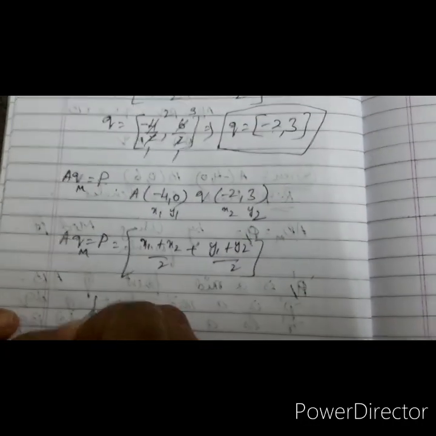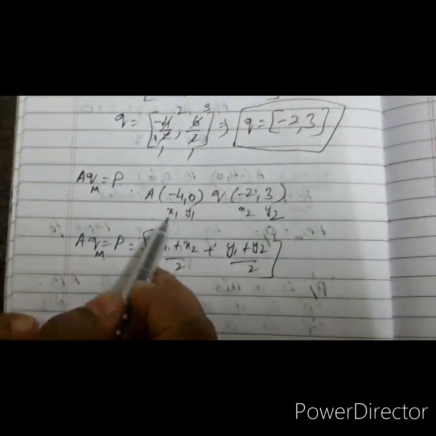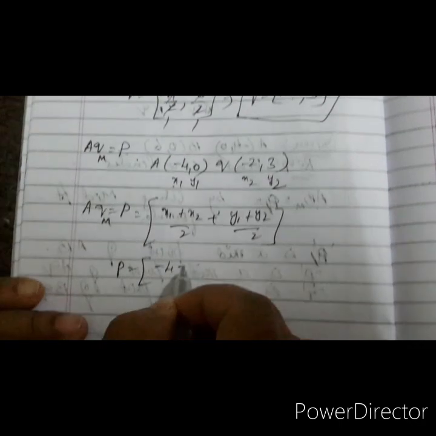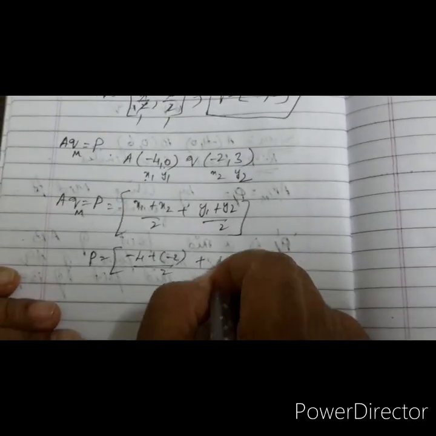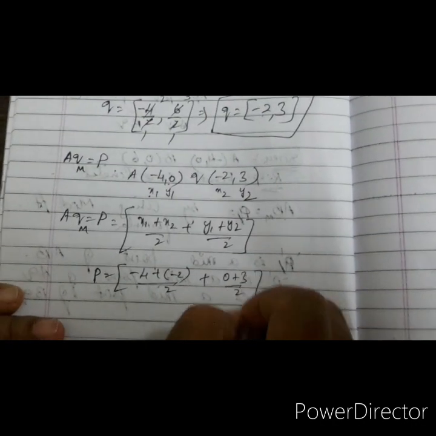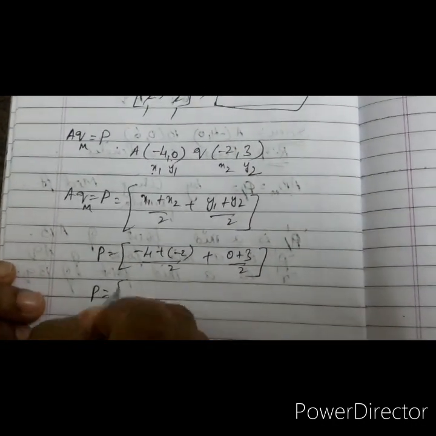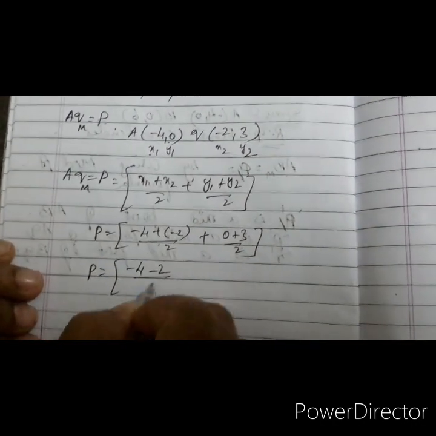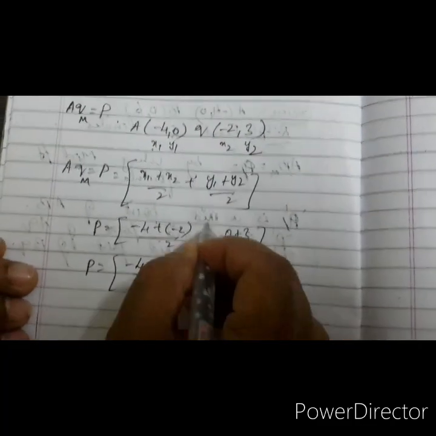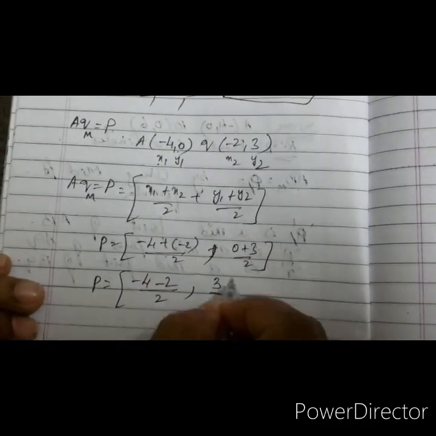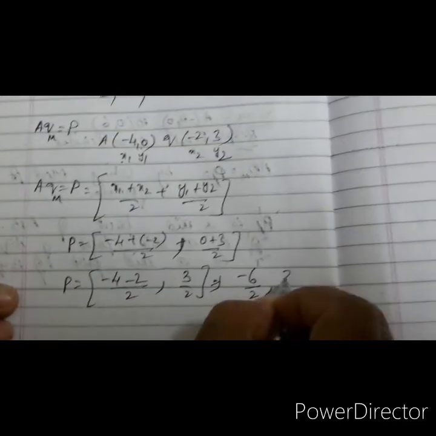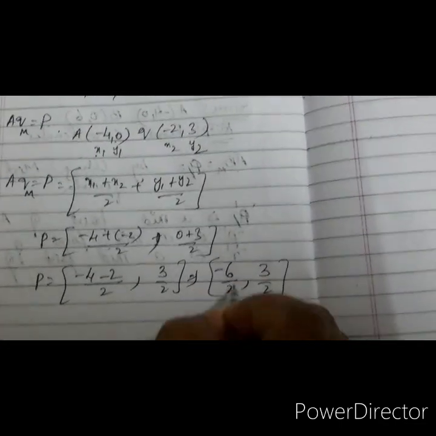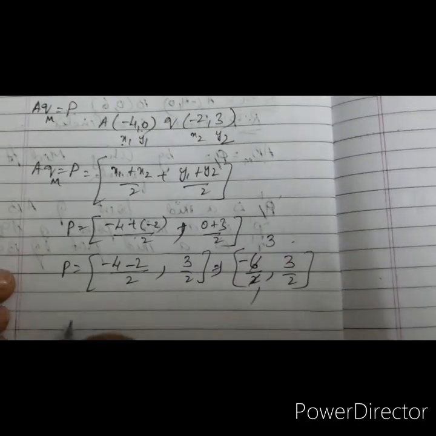P equals, what is x1 plus x2? This is x1 = -4 plus -2, divided by 2, comma, y1 is 0, 0 plus 3 by 2. P equals (-4 - 2)/2, 3/2. This is (-6)/2, 3/2. 2 ones are 2, 2 threes are 6.